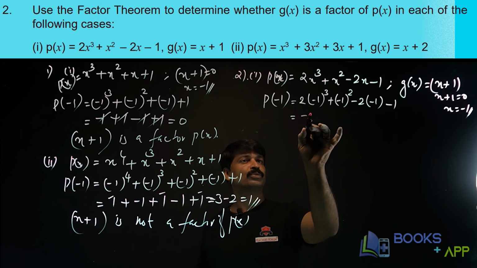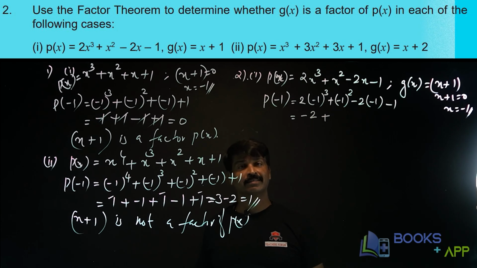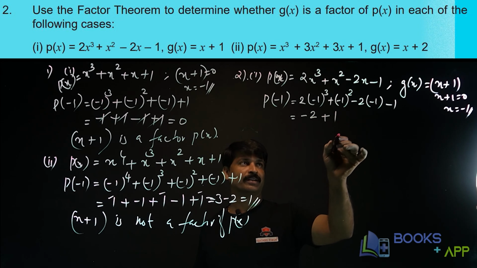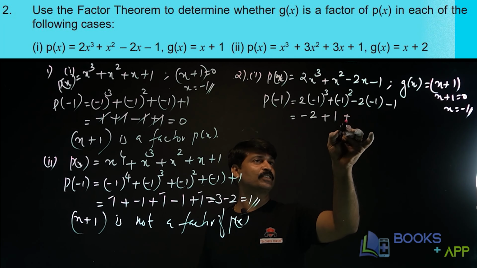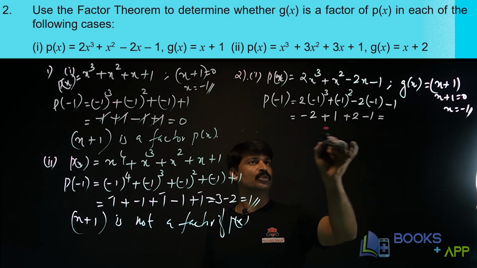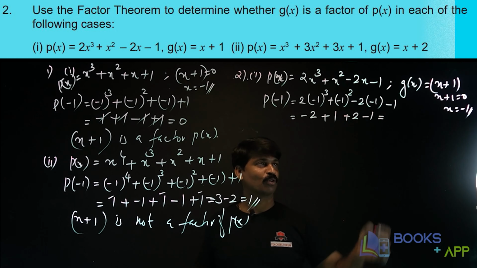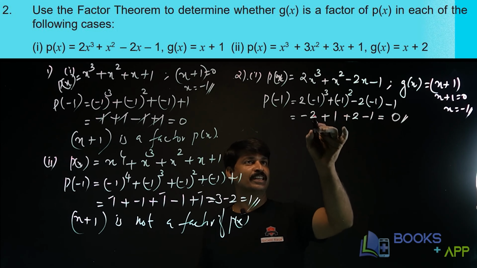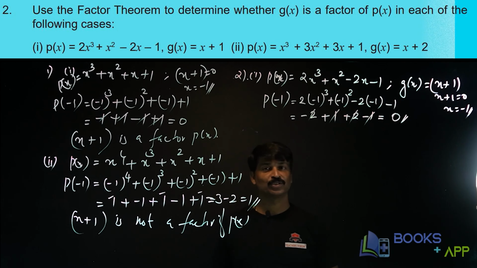Minus 1 into 2, that is minus 2. Plus, what is minus 1 square? It is even. So, it becomes plus 1. Now, minus 2 into minus 1. Minus into minus is plus. 2 into 1, that is 2. Minus 1. That is equal to, you see, 2 plus 1, 3. 3 minus 3, 0. So, the remainder is 0. That is minus 2 plus 2 cancel. Plus 1 minus 1 cancel. You get the remainder as 0.